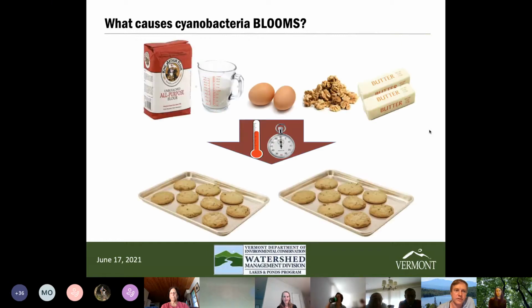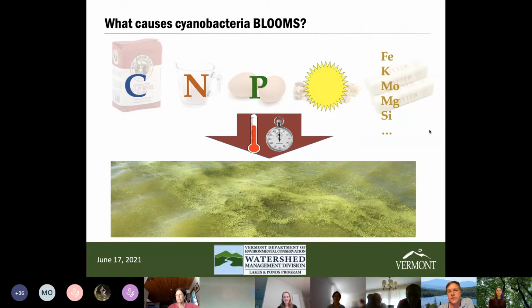I find that useful. If you're going to make cookies, you generally start with some flour, sugar, eggs, whatever. You put them in the oven at a certain temperature for a certain amount of time, and you have your cookies. You can come up with a recipe for cyanobacteria as well. But here the basic ingredients would be things like carbon, nitrogen, phosphorus, and light. Again, you need to incubate them at the right temperature for the right amount of time, and you get a bloom.